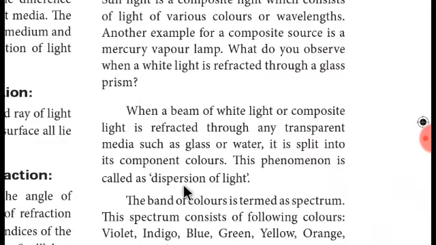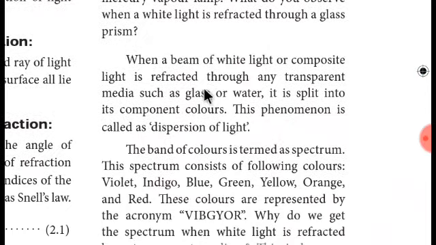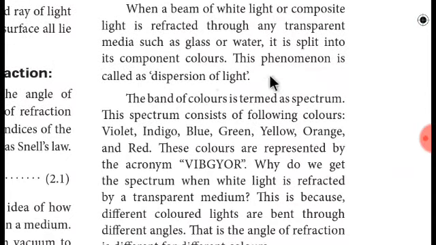Dispersion means separation, dividing, separation of light. When you hit a white light through a prism, it separates into 7 colors. Why this is happening is due to differences in the speed of light. Okay, we will be discussing it later. That's called dispersion of light. Very simple. You need to remember this.